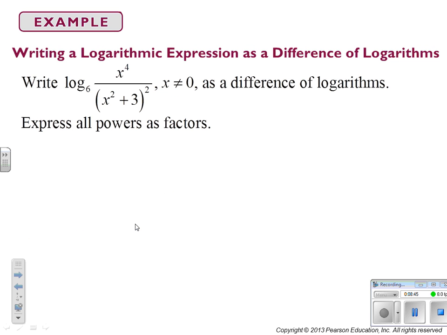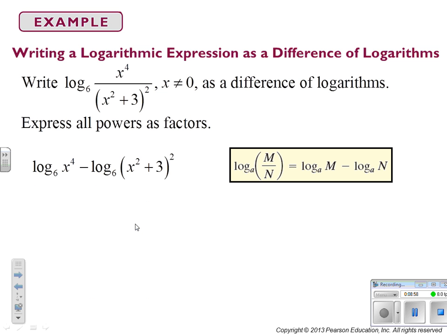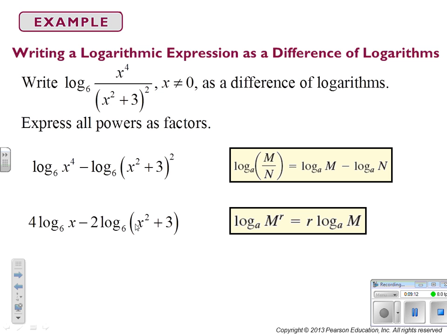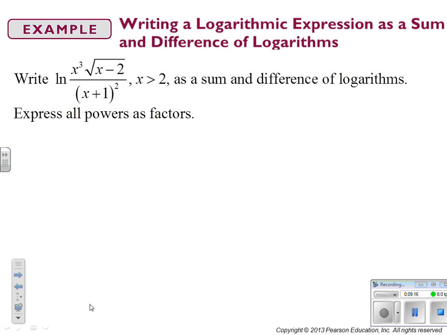Okay, we're going to do that again, but we have log base 6 of x to the 4th over x squared plus 3 quantity squared. And we are going to go ahead and use the division rule, where we can write it as the difference of the top, the numerator, minus the denominator, each with log base 6. And then we're going to move those exponents out front. And that is all we can do with that.